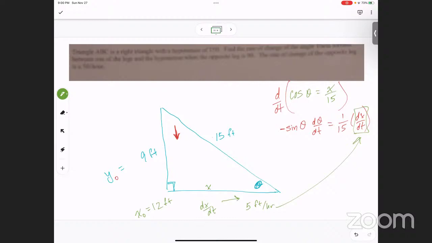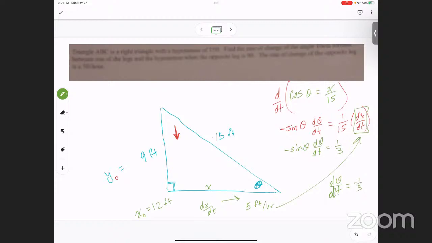And then let's see. Let's plug this in and see if this helps us. So negative sine of theta times d theta dt, which is what they want us to find, right? Rate of change of the angle equals 5/15, which is 1/3. So d theta dt equals, I'm going to divide both sides by negative sine of theta, negative 1/3 times 1 over sine of theta.